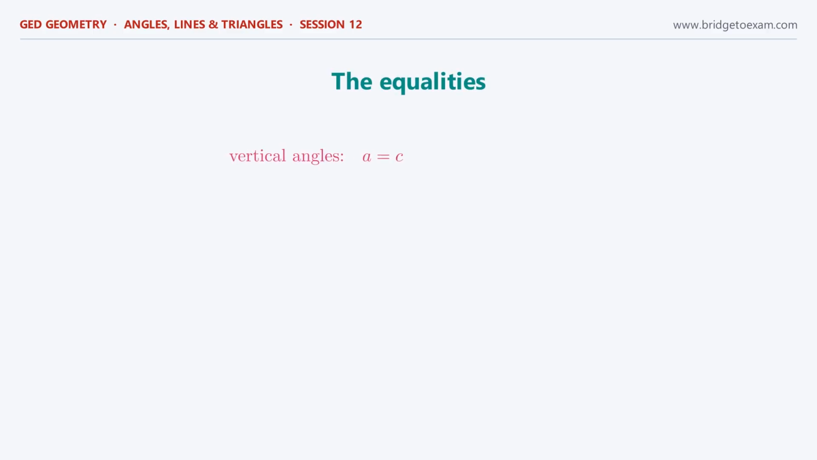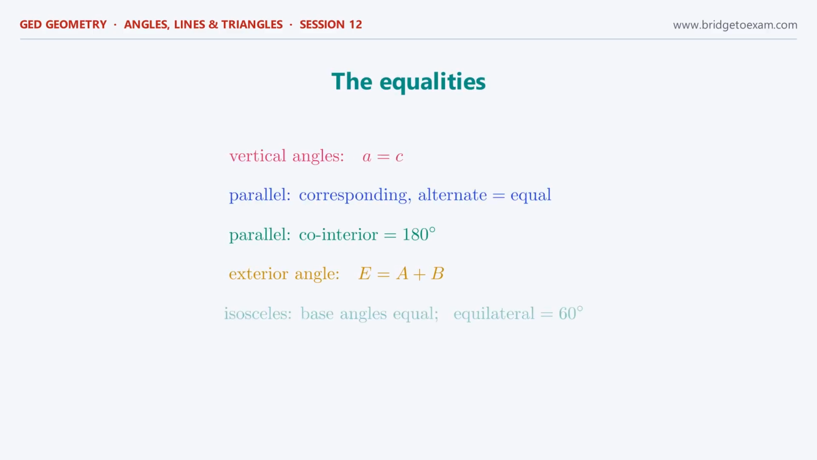And here's the rest of your toolkit, the equalities and special rules. Vertical angles across a crossing are equal. With parallel lines, corresponding and alternate angles are equal, while co-interior angles add to 180. A triangle's exterior angle equals its two remote interior angles. In an isosceles triangle, the base angles are equal, and in an equilateral triangle, every angle is 60 degrees. That's the complete set. Everything you need is on this list.